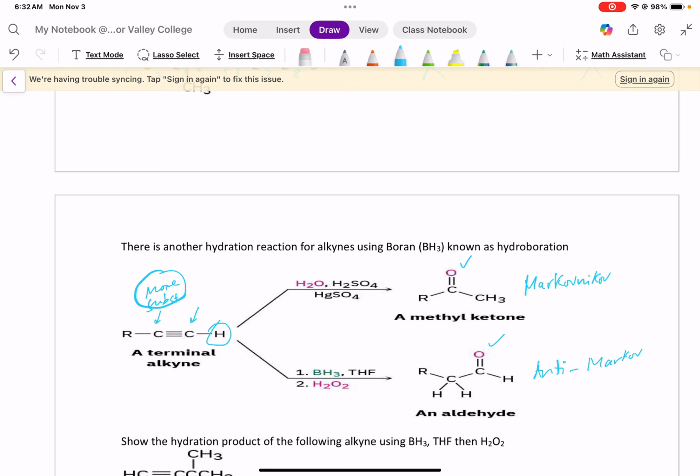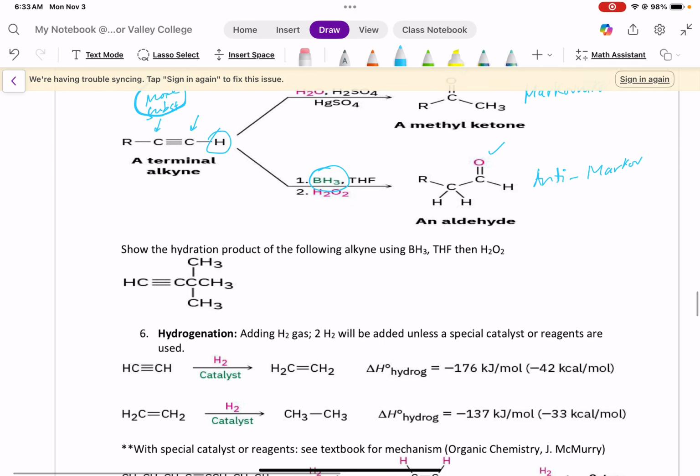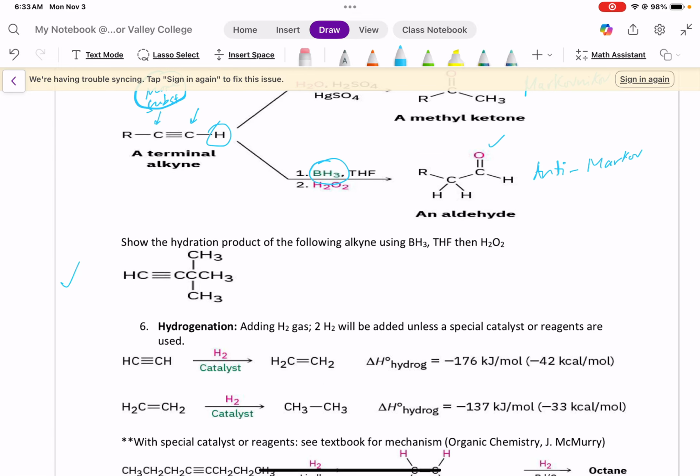Every time you see BH3, that's a good indication that it is anti-Markovnikov. All right, because the borane will be bonded to the less substituted carbon on the outside, and then subsequently replaced by the OH. Okay, so if we do this one, the OH will be right there, and the hydrogen will go to the inside carbon.